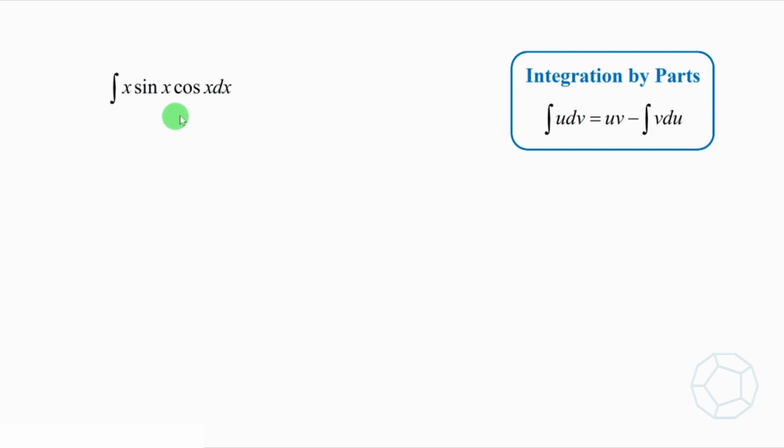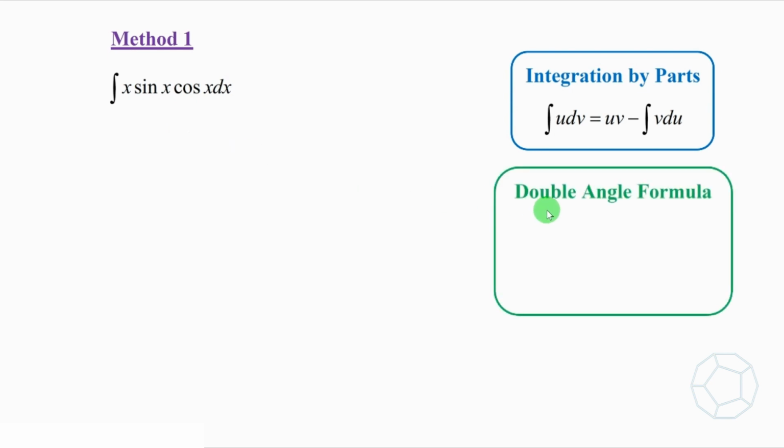Integrate x sine x cosine x dx. This integral is really special because the integrand is a product of three terms. It's kind of rare in many cases. For the first method, we can change it into a product of two terms only. By how? Let's make use of the double angle formula.